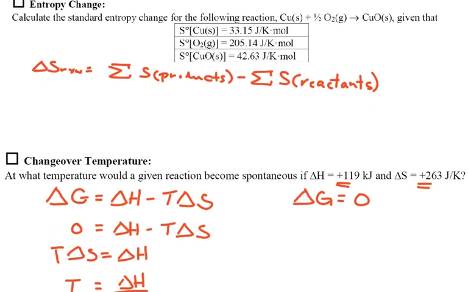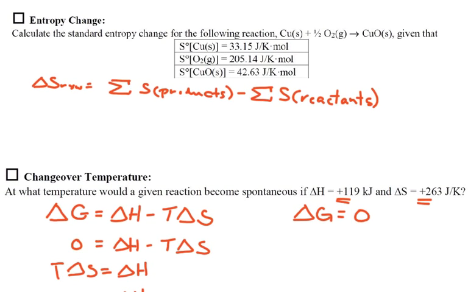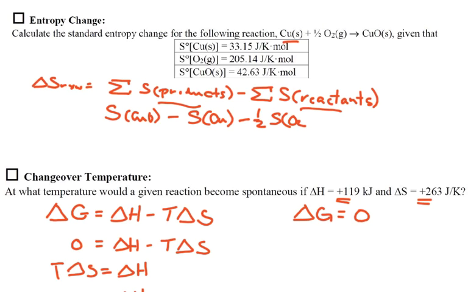Now the next one here, talking about entropy changes. So for entropy changes, again, we just do products minus reactants. And this would be the entropy of the products, minus the entropy of the reactants. So what are we talking for this reaction? We need the entropy of CuO, minus the entropy of copper, and minus 1/2 the entropy of O2. Now, unlike delta H formations, there are values for elements for entropies, and that's because there is a real value for zero entropy. Anyway, so we're going to put numbers in all three of these.